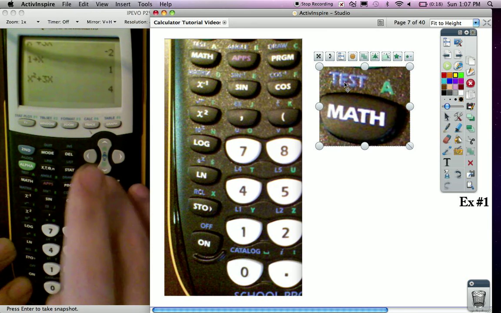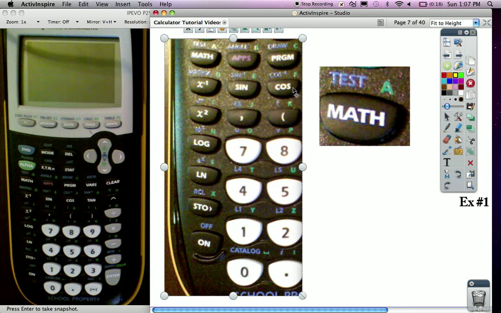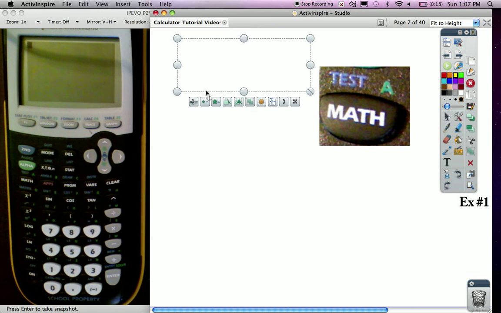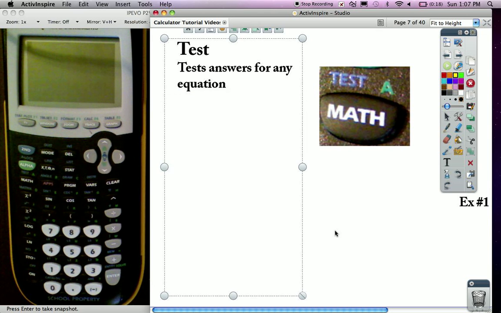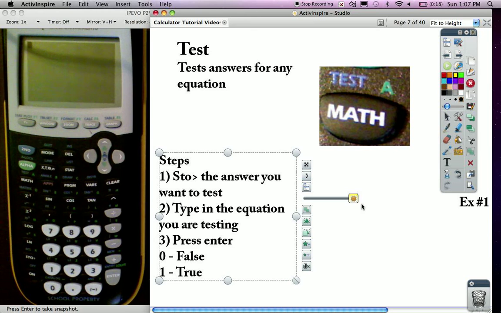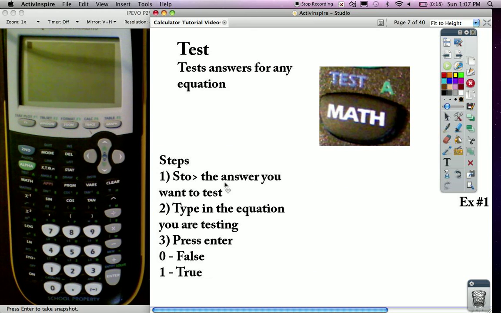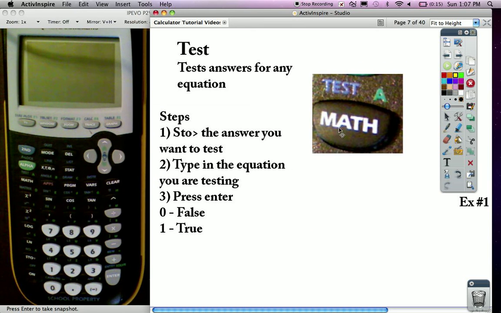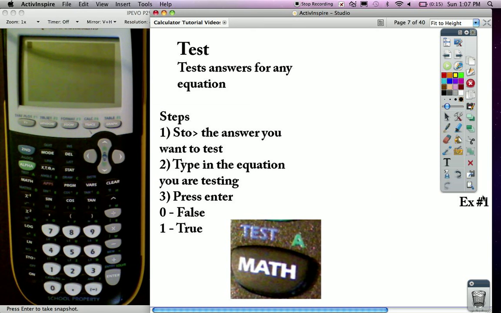All right, let me show you how it works, and we'll look at some examples, okay? And again, we're looking at the test button, and this button is the way we test answers for any equation. The steps are pretty simple. You do need to know the store. You're going to store the answer that you want to test, type in the equation you are testing, and then you press enter, and that will actually tell you whether the equation is true or false.